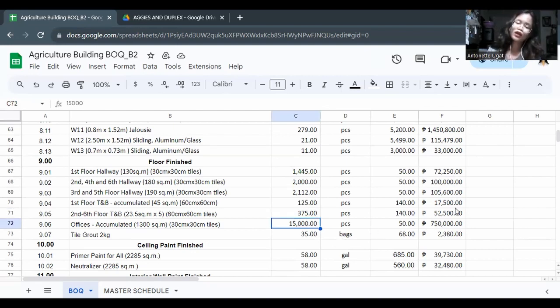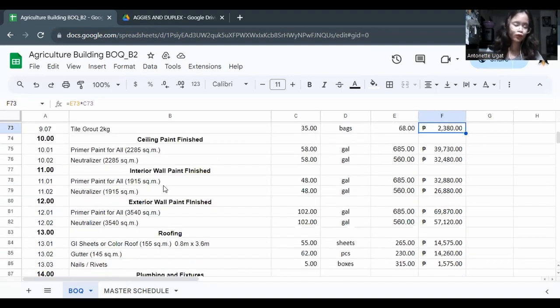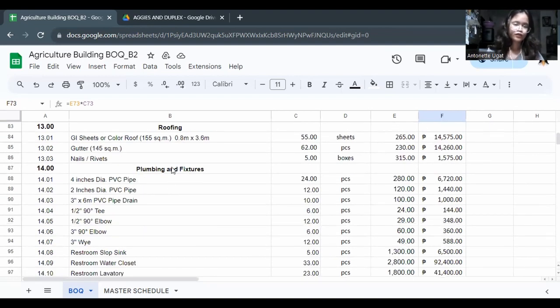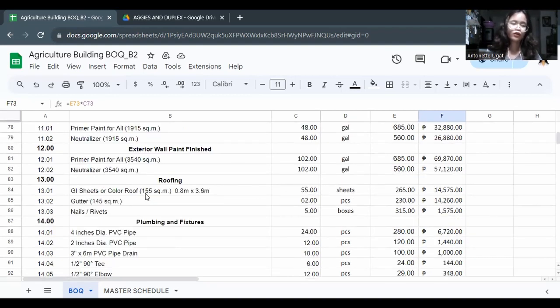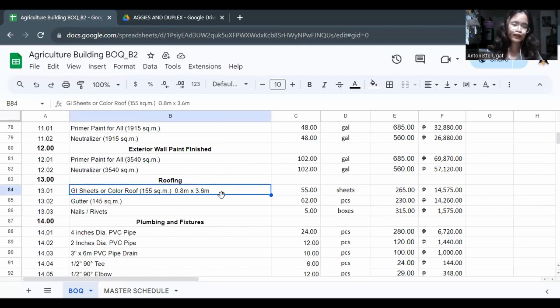And here is the total amount of the materials. Proceeding now to the area for the roofing. So here the GI sheets. For roofing, to get the quantity or to estimate the roofing, the GI sheets or color roof that I have estimated here is the 0.8 by 3.6 GI sheet.